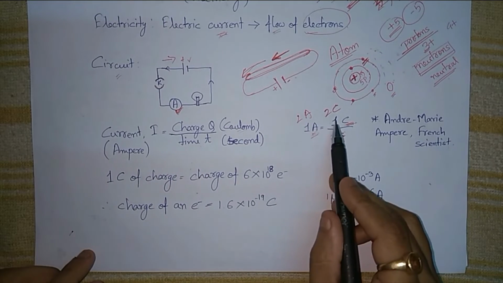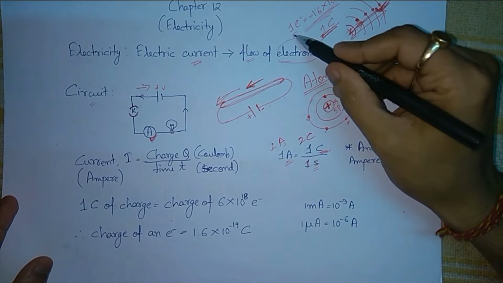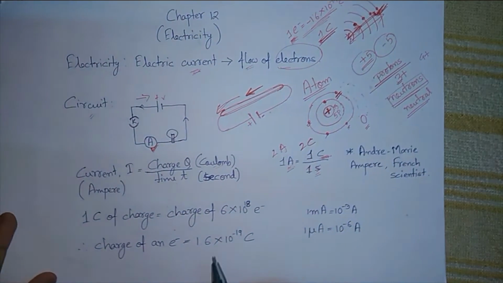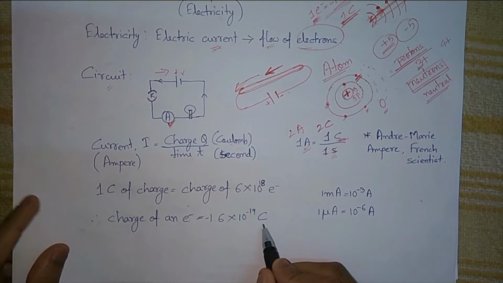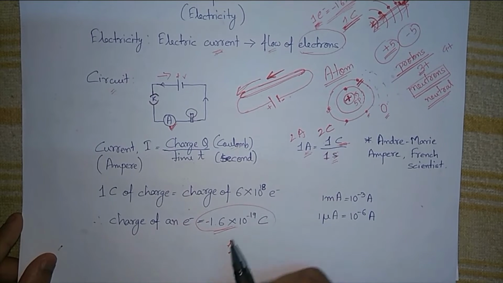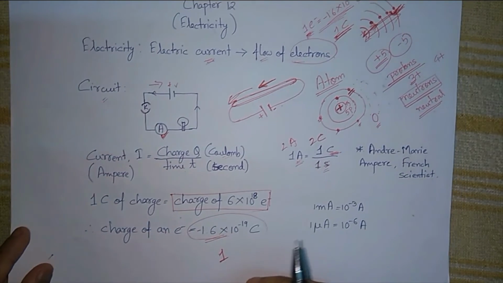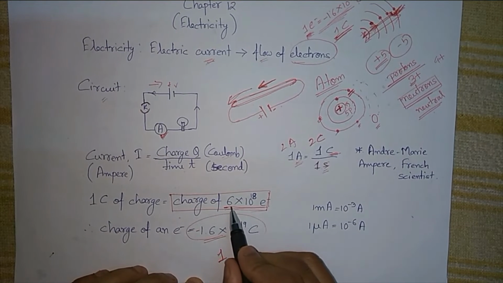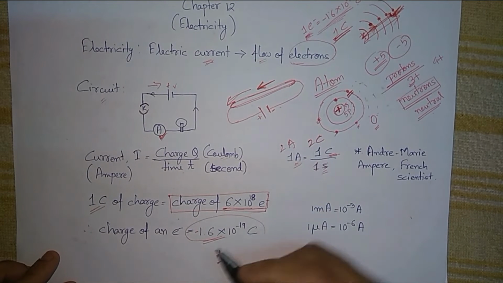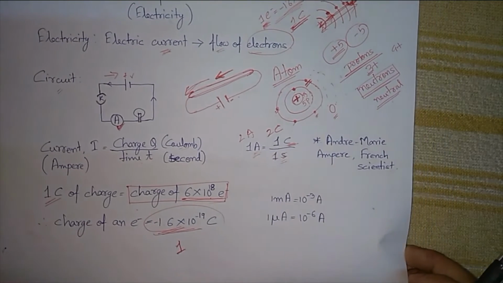I have already told you, flow of 1 Coulomb of charge does not mean flow of 1 electron. So what is the relation between 1 Coulomb and the charge of one electron? The charge of an electron is minus 1.6 into 10 to the power minus 19 Coulomb. It is very much lesser than 1. So 1 Coulomb of charge equals the charge of 6 into 10 to the power 18 electrons. If you have 6 into 10 to the power 18 electrons in your hand, then only you will have a charge of 1 Coulomb. But if you have only 1 electron, you will have only the charge minus 1.6 into 10 to the power minus 19 Coulomb. Clear? So this is the relation.